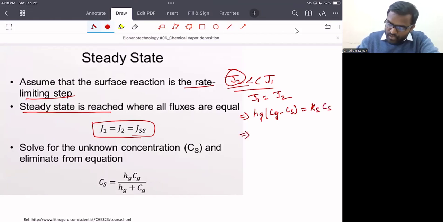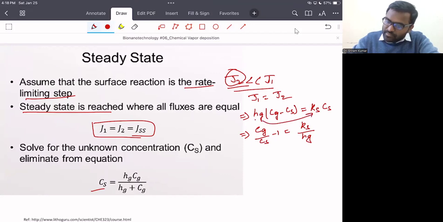So if you want to calculate Cs, let us divide both sides by Cs. So we will have Cg over Cs minus 1 is equal to Ks upon Hg, right? So I divided both sides by Cs. So this happens, and I put this one on this side.